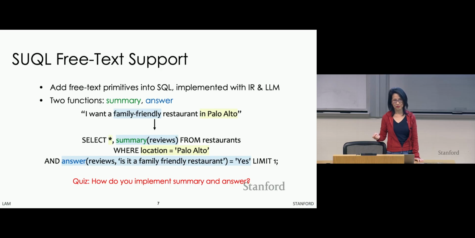But then it has to do the answer. It has to call the answer function to decide if it's a family-friendly restaurant, right? The answer function for a summary? For a summary, you just want a summary.